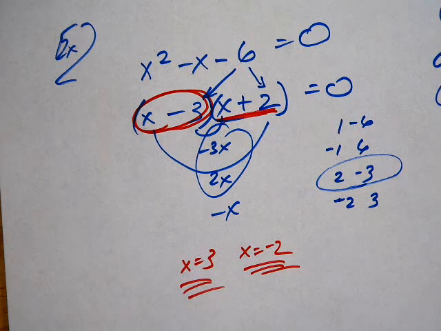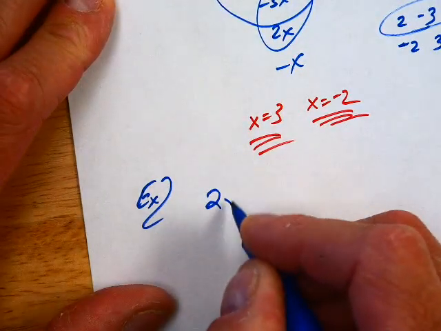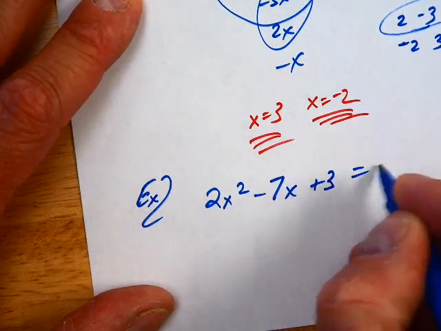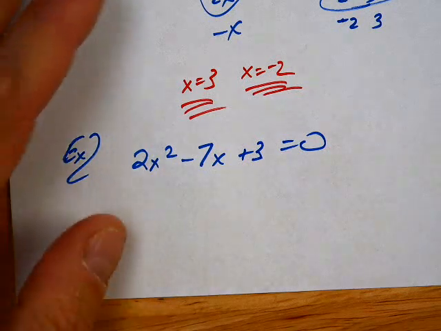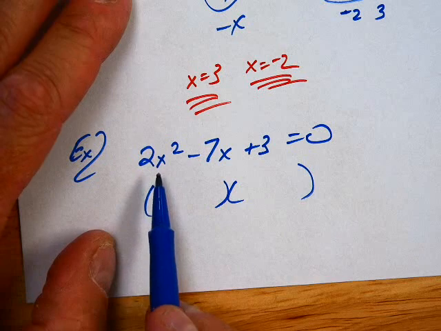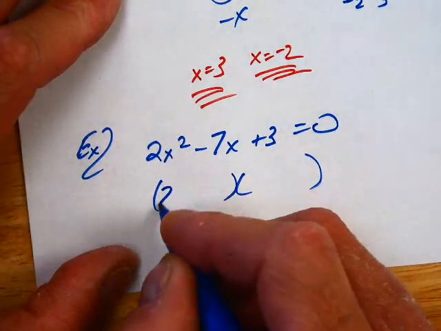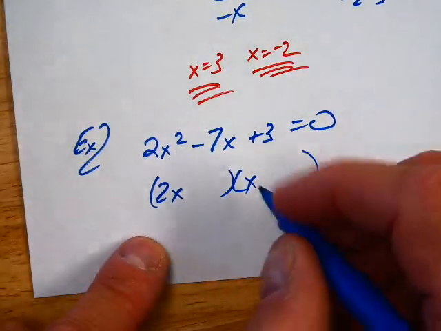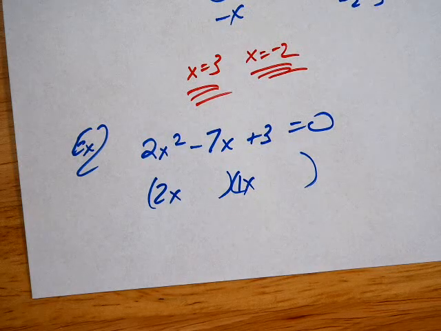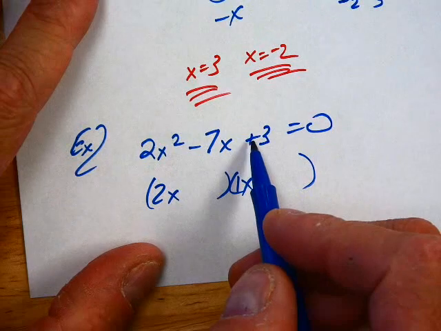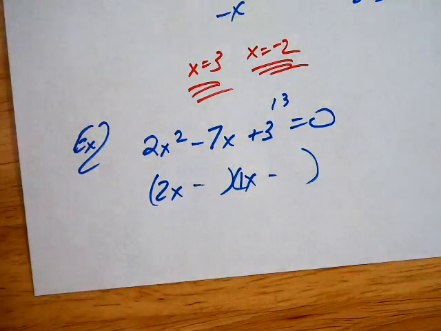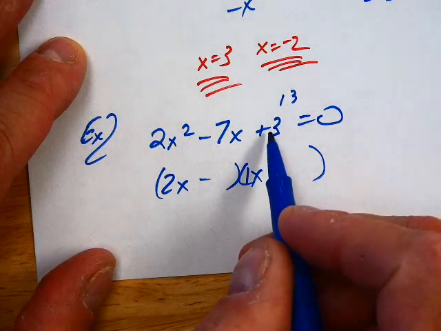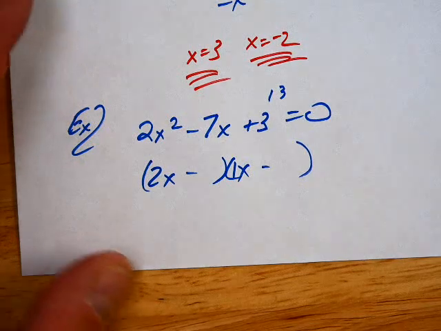So, let's try a couple more. Now I've got a 2 out front. 2x squared, what am I going to put in the front? 2x and x. Why? x times x gives me x squared. 2 times 1 gives me 2. Three, the only options I have are 1 and 3. My signs, for the reason I just talked about up there, are going to be negative and negative. I need a negative times a negative to give me a positive, but when I add them together, I get the negative. So let's just try this.